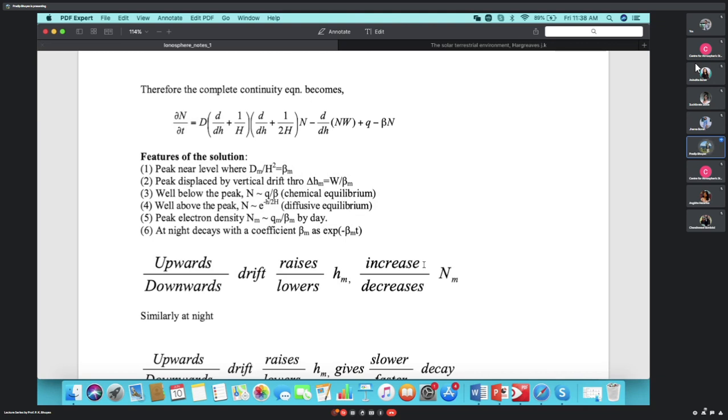Similarly, if the drift is downward, then it will push the Hm below, and as a result, Nm will decrease, because Nm is in chemical equilibrium, first alpha Chapman, chemical equilibrium. So your ion density will reduce fast if the ionosphere is pulled downward. If the ionosphere moves upward, it will remain in the ionized state for a longer time, so electron density increases. Pulled downward, electron density decreases.